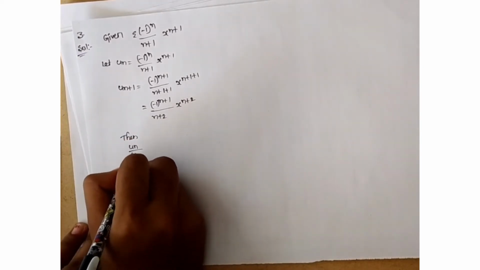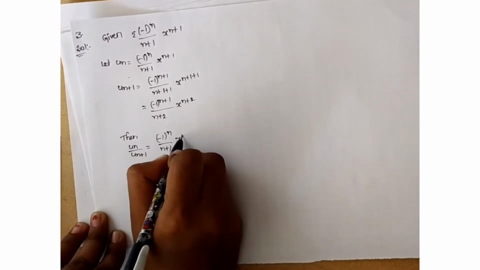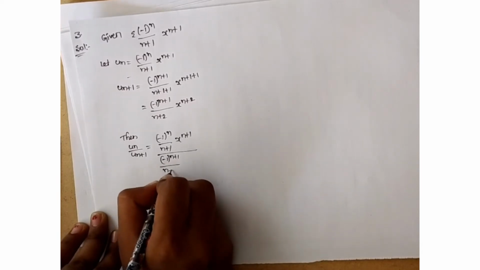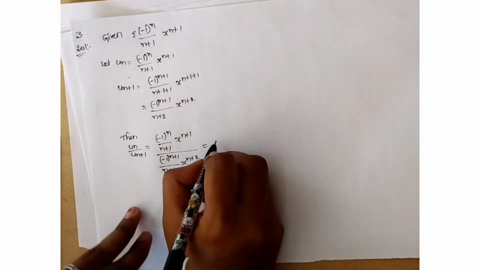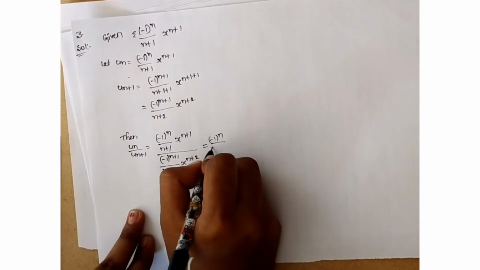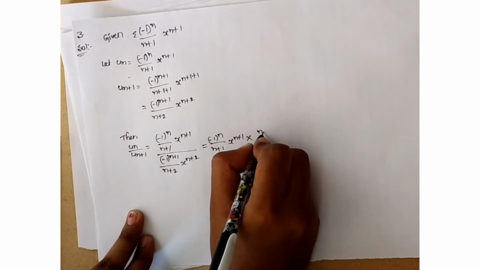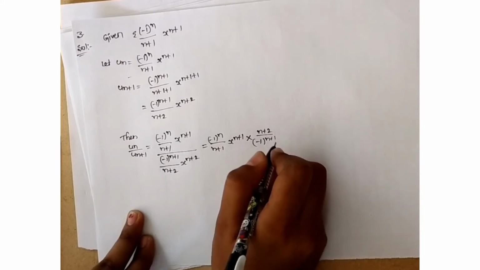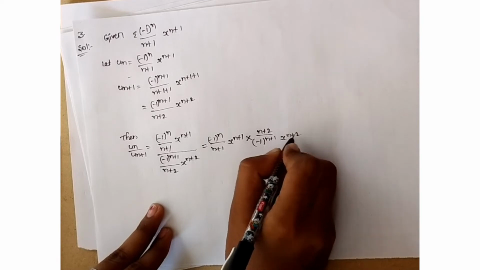un by un plus 1 equals (−1)^n by n plus 1 times x^(n+1), divided by (−1)^(n+1) by n plus 2 times x^(n+2). Here the denominator becomes reversed. In the numerator, x^(n+1) into n plus 2 by (−1)^(n+1) x^(n+2).